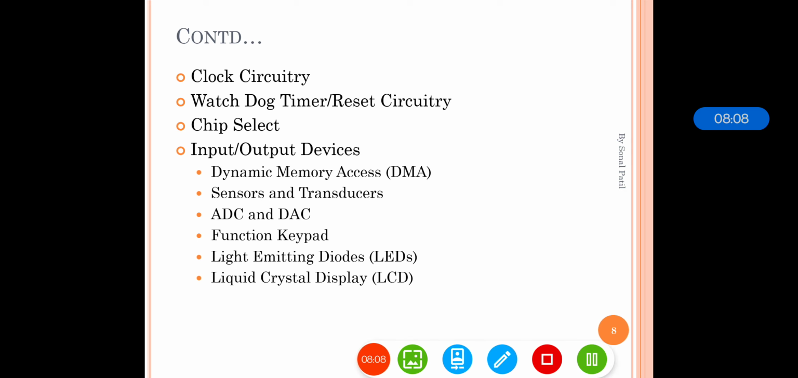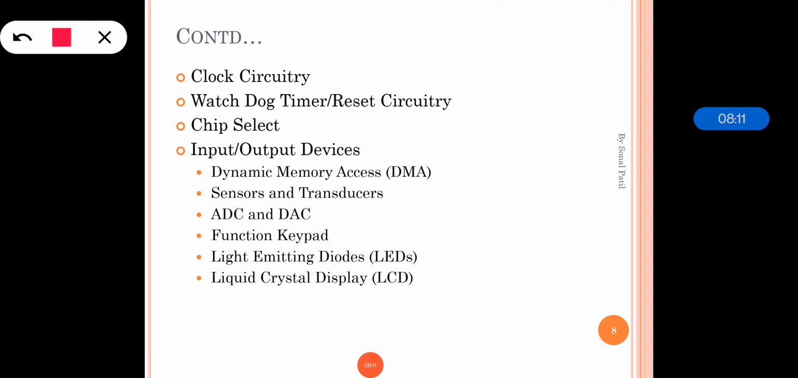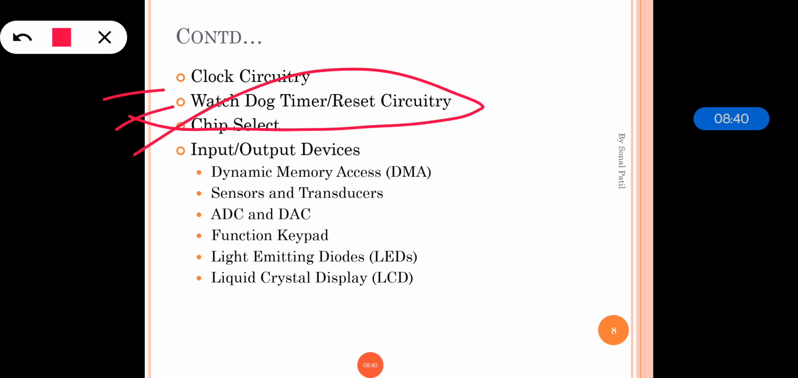Then the next comes the clock circuitry. The processor has to be given the clock input on one of the pins. To generate the clock signal, a crystal and oscillator are required, and for that purpose the clock circuitry is needed. Then the next important block is the watchdog timer or reset circuitry. Most embedded systems do not have a reset button. So due to some software or hardware error, it is necessary to reset the processor. The watchdog timer does the process of resetting. The timer is set to a large value and it is decremented slowly. If the timer value reaches 0, the processor is reset through the reset signal.